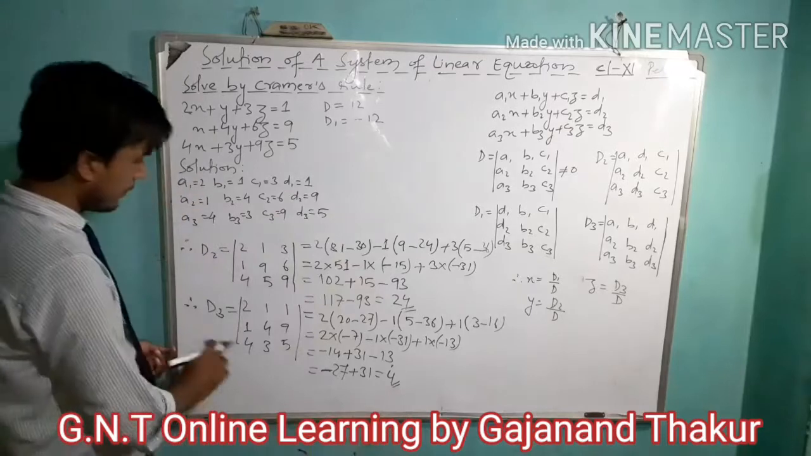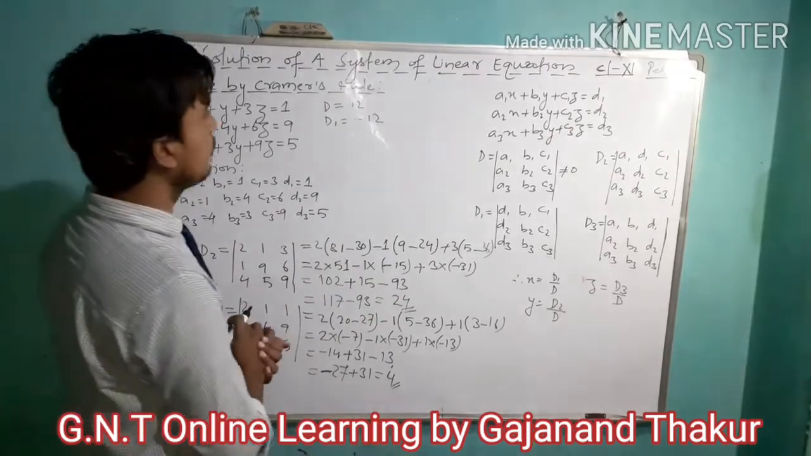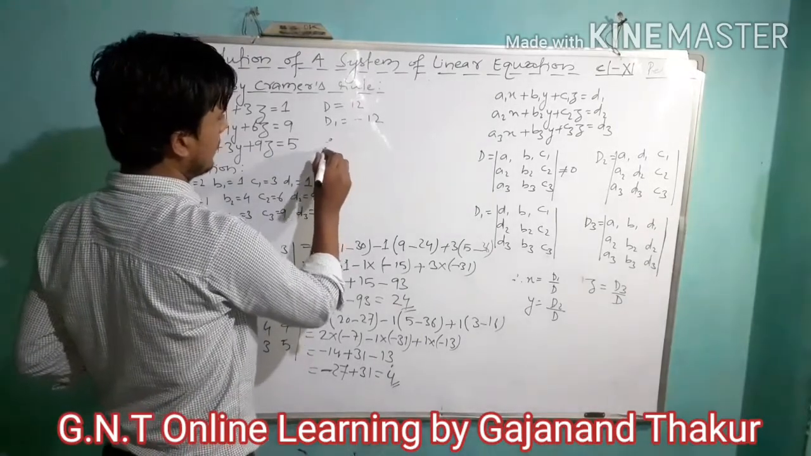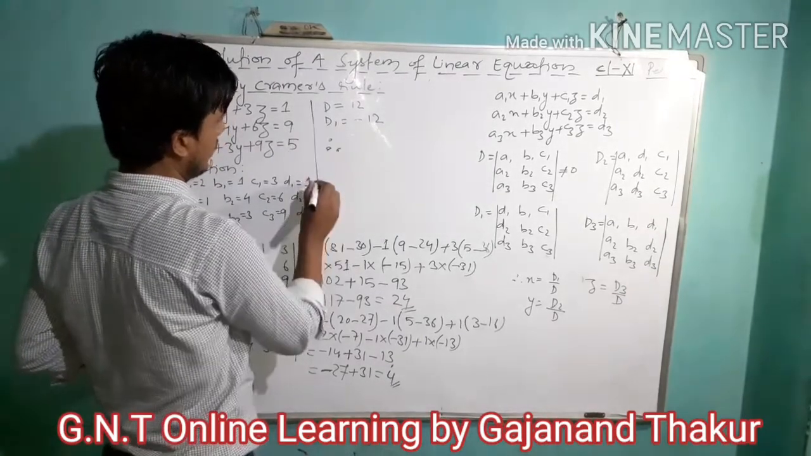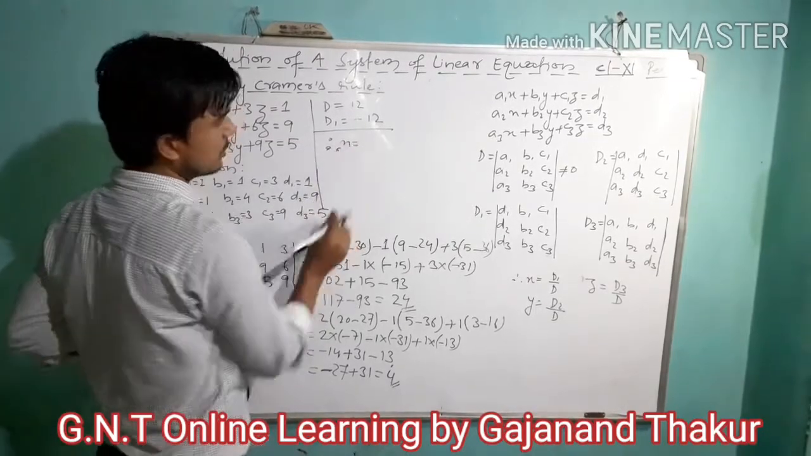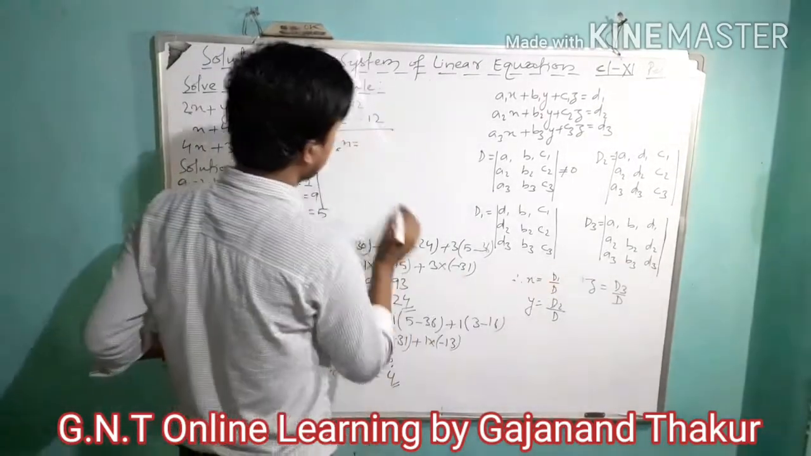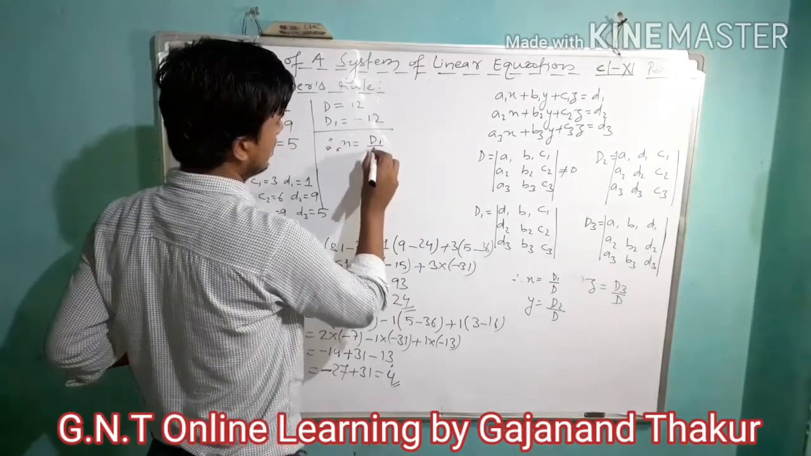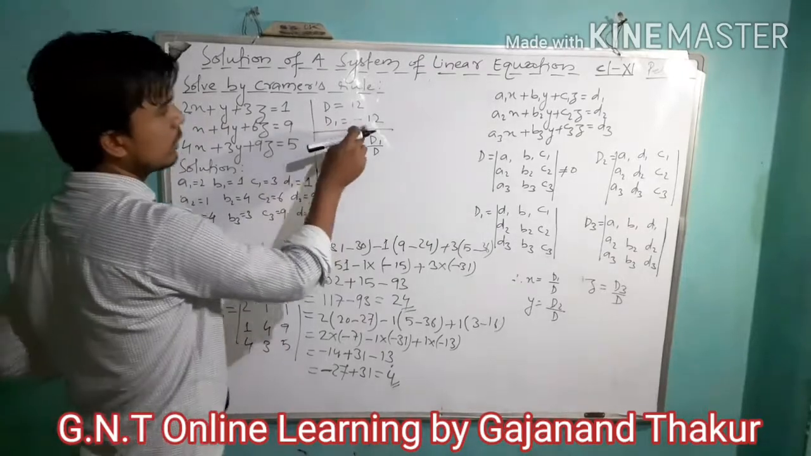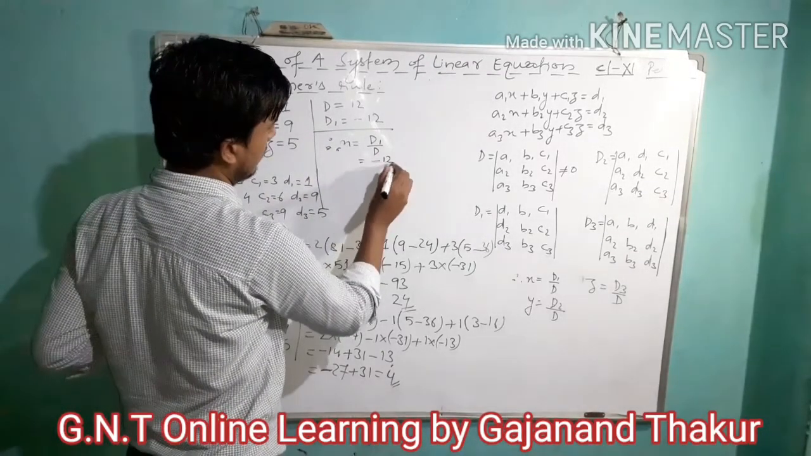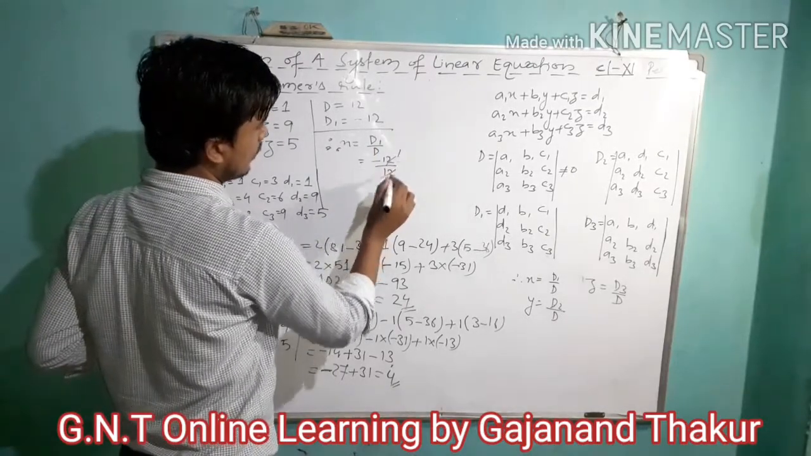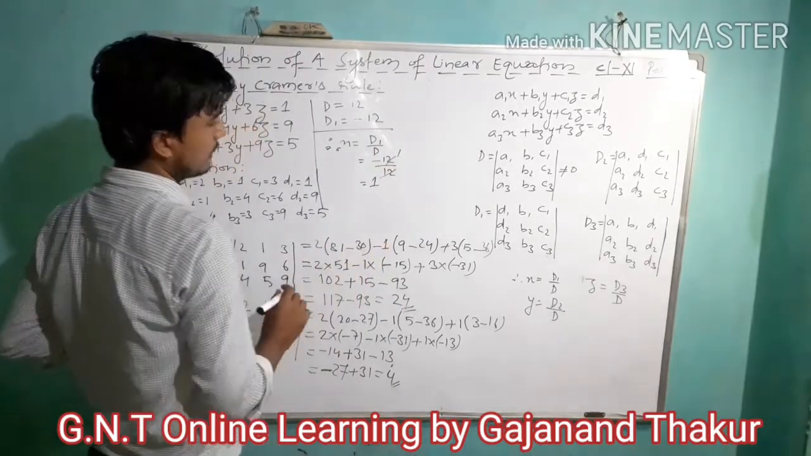Okay. So D3 value is how much? 4. Now we need to find the value of X, Y and Z, right? So therefore, we'll find the value of X. X equals, so the value of X, how do we find? D1 by D, right? So D1 value, how much have we got? D1 value we have got is minus 12, okay? Minus 12 by D value, how much have we got? We have got here 12. So 12 ones are 12. So we'll get here minus 1, right?